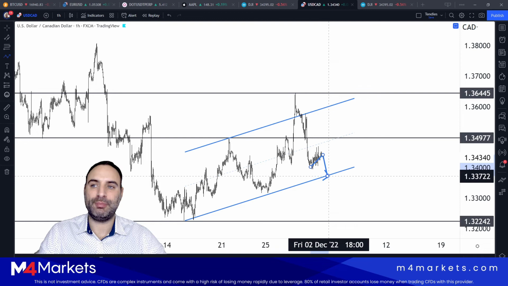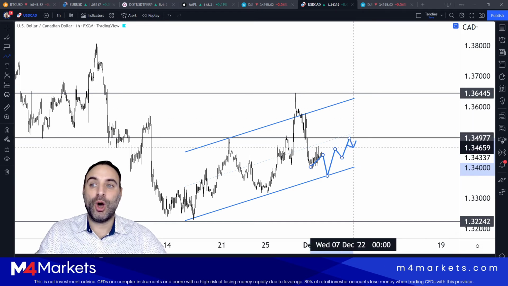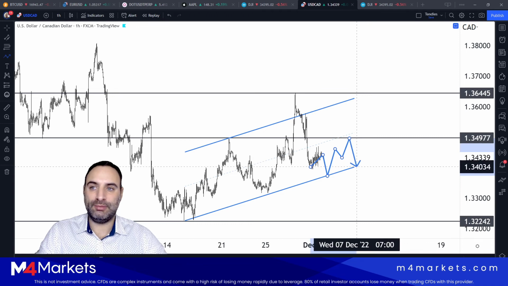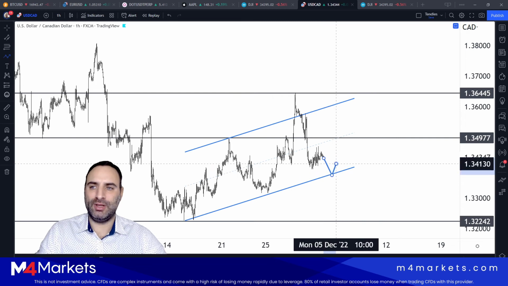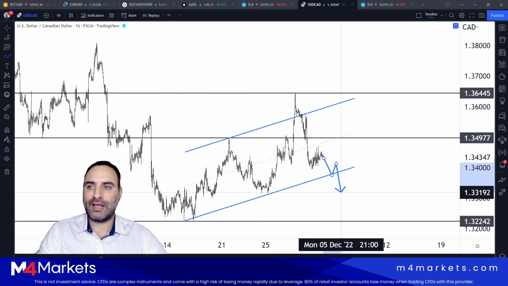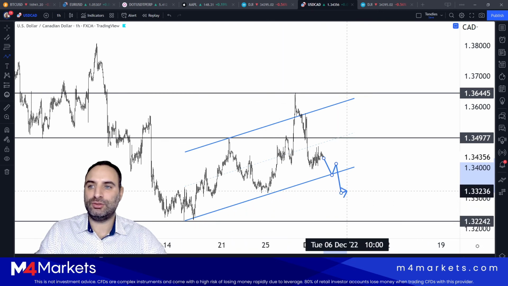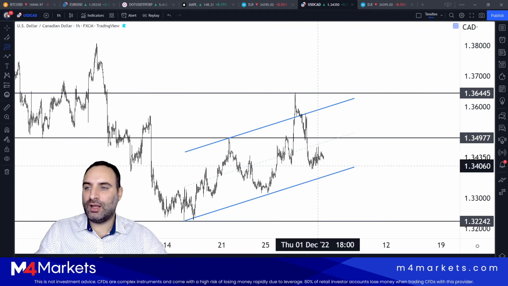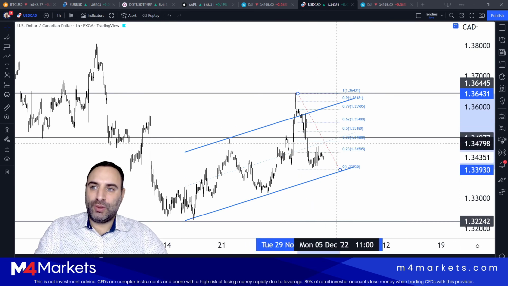There are two things that can happen here. We'll continue up and we're going to find a resistance at 135, and from there we see whether we can go higher again towards 136 or not, or maybe we're going to go lower again back to the channel low. The other case would be that we get a very short-term bounce and then break lower with the first target around 133 and then the second target around 132.27.